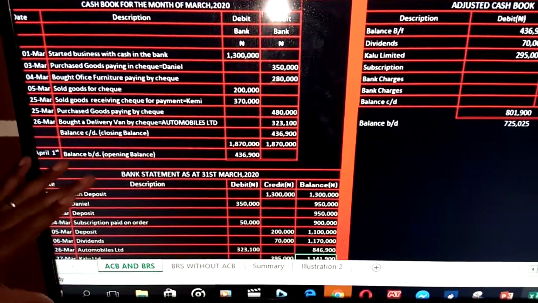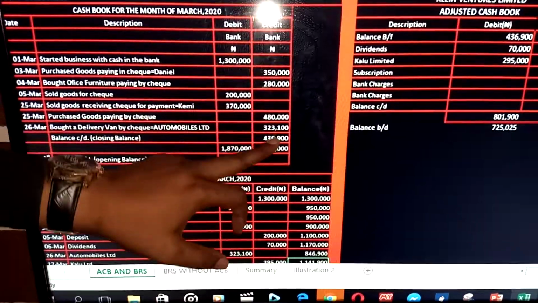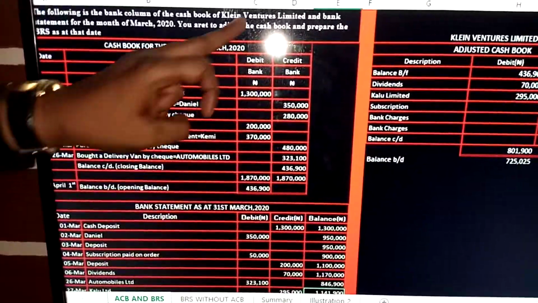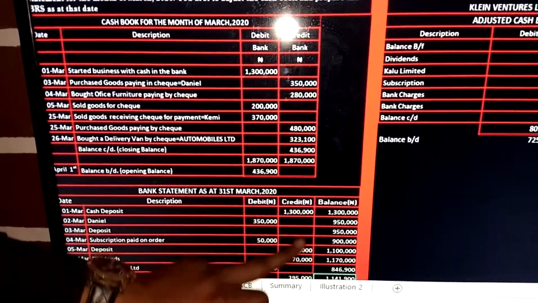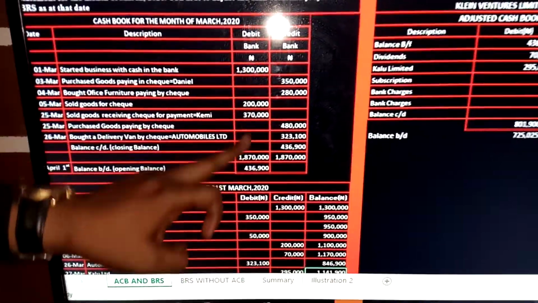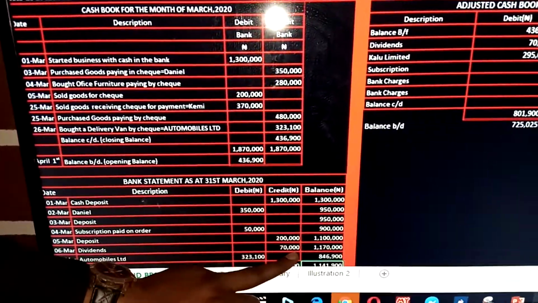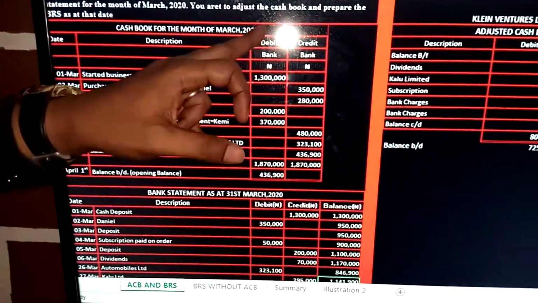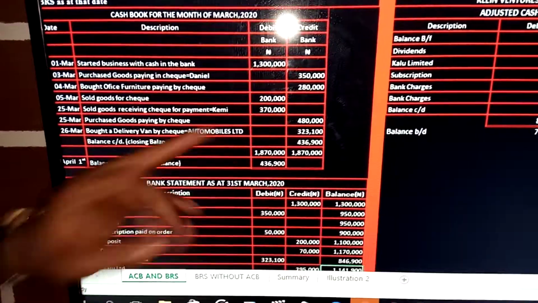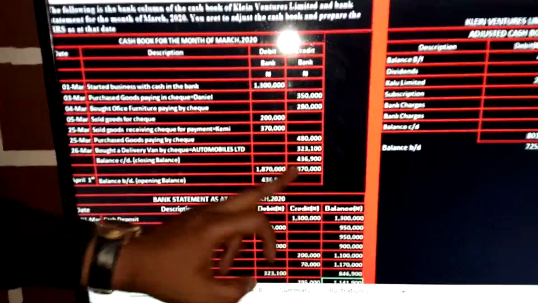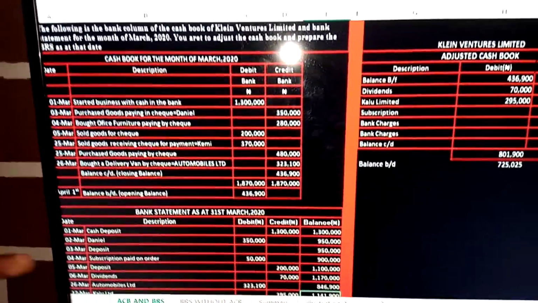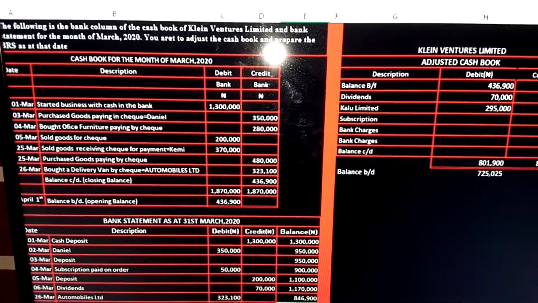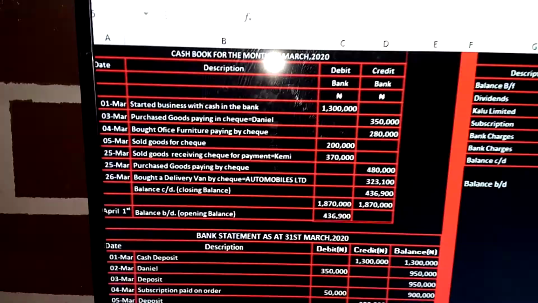So what it means is that anything that appears in the credit of the cash book should appear in the debit of the bank statement. Anything that appears in the debit of the cash book should appear in the credit of the bank statement. So it's vice versa. If the bank is crediting your account, you expect to debit your cash book. If the bank is debiting your account, you expect to credit your cash book. So that is the technique you're going to use to adjust the cash book and at the same time prepare the bank reconciliation statement.